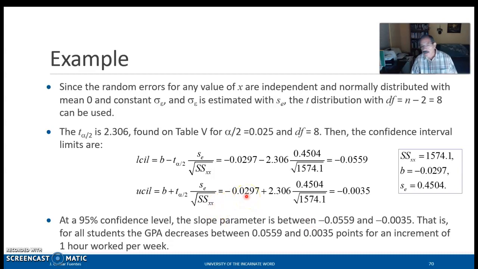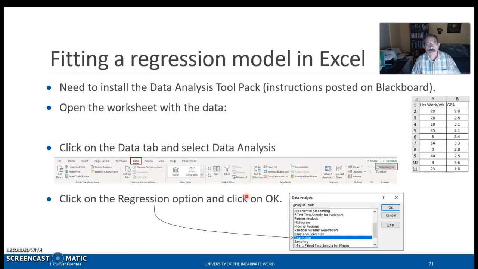All right, so this will be the end of this problem. But what I would like to show you is how you can do this in Excel. All right, to do this, you need to install this data analysis tool pack. And this is not, most of the time, automatically installed on Excel. So you can look at the instructions that I posted on Blackboard to see how you can do that. All right, let me go on to Excel. What I'm going to do in Excel is recorded on the slides.